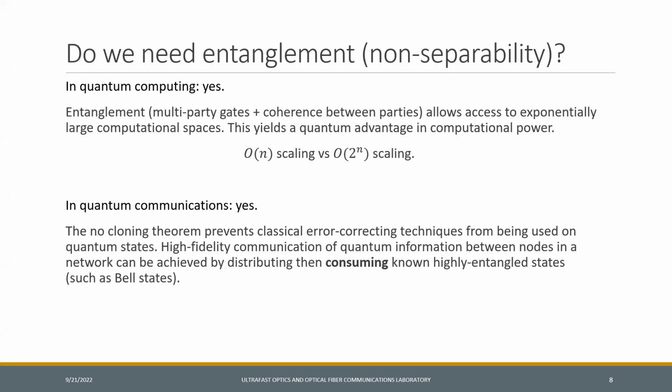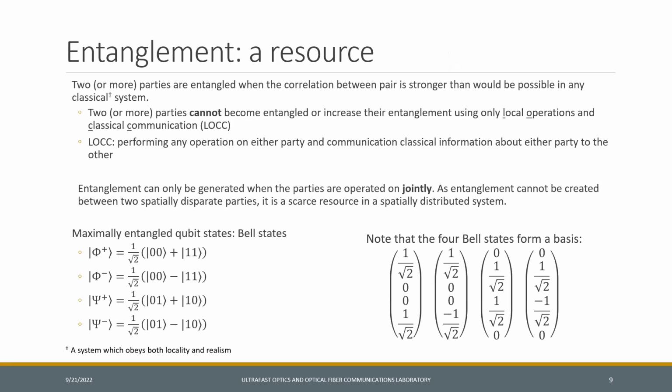So entanglement is imperative in quantum computing because it's how you access the entire computational space you want to work with. It's imperative in quantum communications because it's actually how you can transmit quantum states between various users in the network. Okay, so in the sense of networking, we usually think of entanglement as a resource, something that gets consumed, something that gets used up in order to accomplish some task.